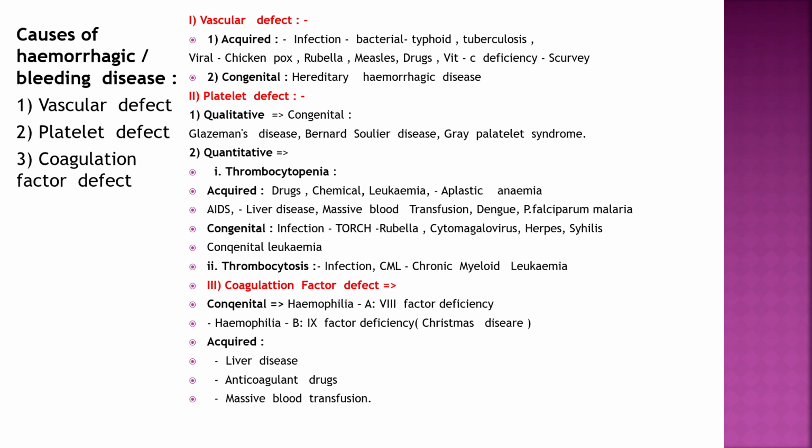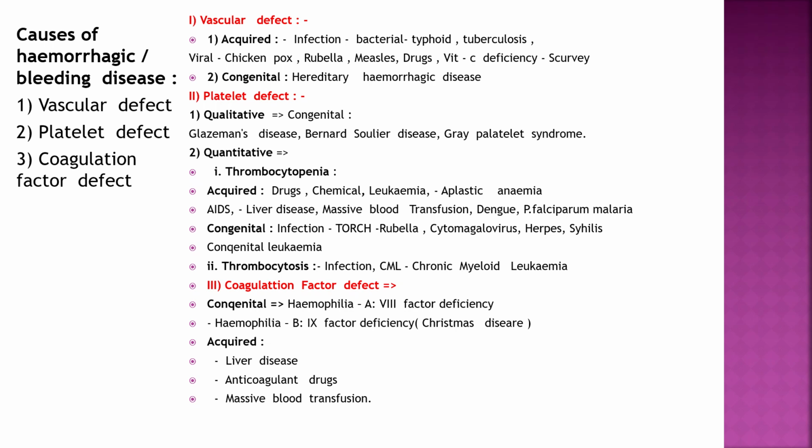So qualitative can be congenital, like platelet disorders seen in congenital disorders like Glanzmann's disease, Bernard-Soulier disease, or gray platelet syndrome. Then quantitative, so the normal platelet count is 1.5 to 4.5 lakhs per cubic millimeter. If it is less than 1.5 lakh per cubic millimeter, it is called thrombocytopenia. So causes of thrombocytopenia can be acquired or congenital.